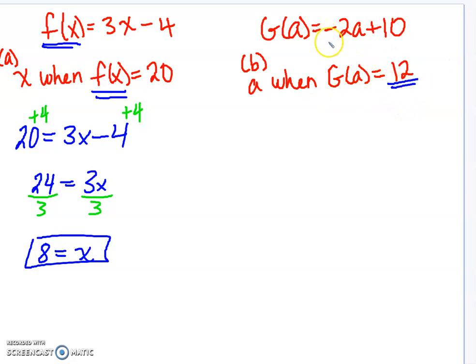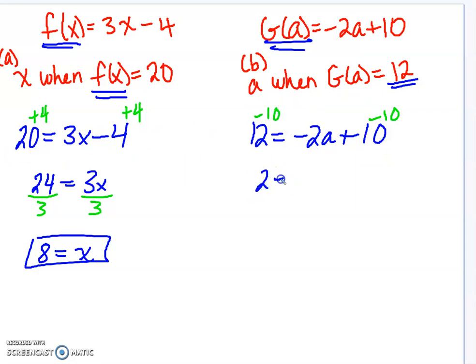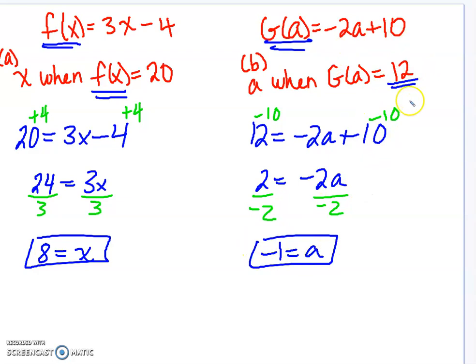Same thing over here. G of A is equal to 12. So I'm going to replace G of A completely and totally with 12. When I do that, we end up subtracting 10 from each side, and then I divide both sides by -2. So I'll end up getting -1 is the value of A. This means to get an output of 12, I would have had to have put a -1 in.